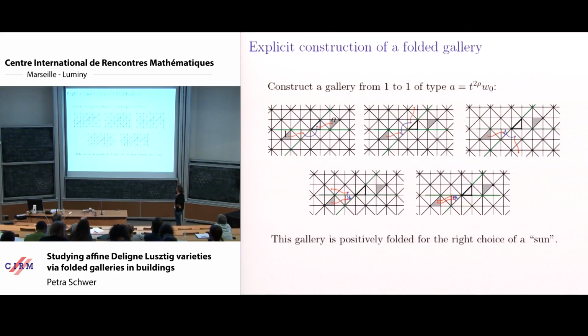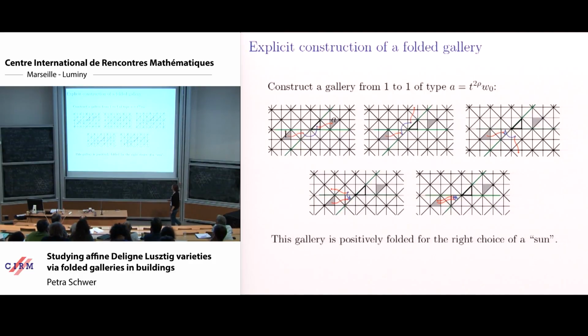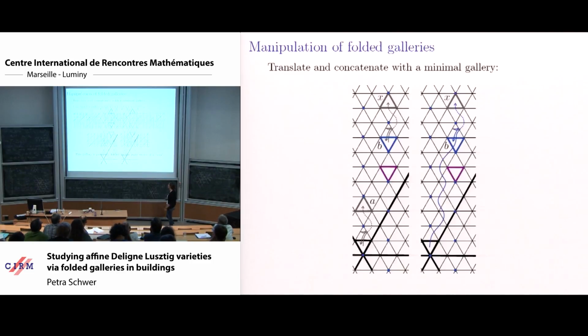So what we end up with is a gallery that's positively folded for the right choice of a sun, okay? So I didn't tell you where to put the sun here, but you can check with me that if we put the sun up here, this gallery is negatively folded. If we put it down here, it's positively folded, okay? So all appearing folds are towards the sun. This is what the positively folded gallery is. Okay, so we have this thing. It depends on the choice of a presentation of the longest word in your spherical Weyl group.